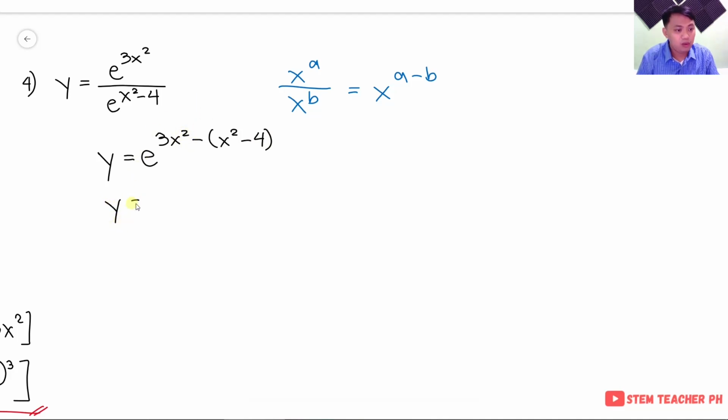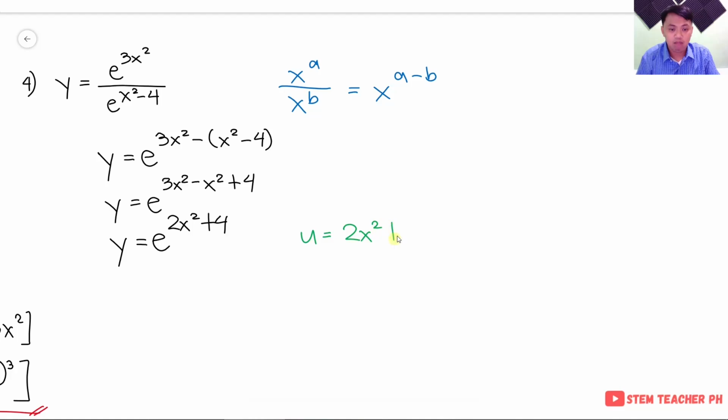This is equal to e 3x squared, kopyahin. Tapos ayusin muna, since we are performing subtraction, this will become minus x squared. Tapos yung minus 4 will become plus 4. Kasi nasa labas yung subtraction, kailangan baguhin yung operation nung nasa loob. Then this can be still simplified as e raised to 3x squared minus x squared is 2x squared plus 4. Madali na siyang gawaan ng chain rule. We let u be equal to the exponent 2x squared plus 4.